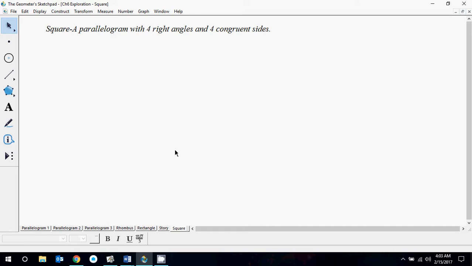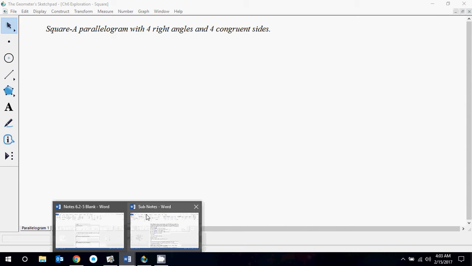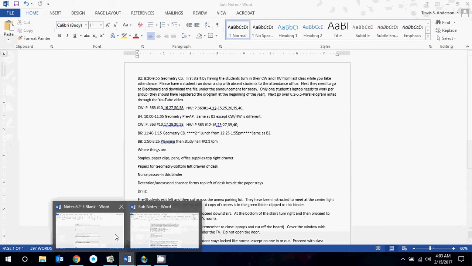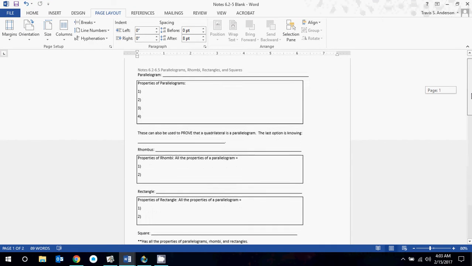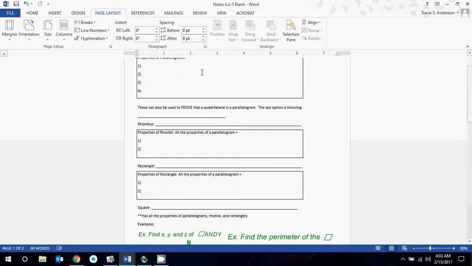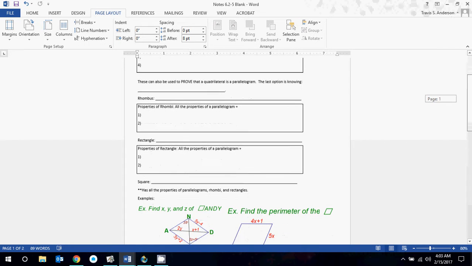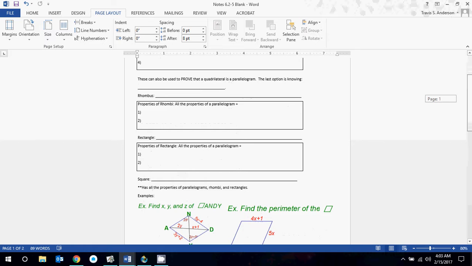Go ahead and pause the YouTube video here, and when all of y'all are finished going through and filling out what you think the properties of a parallelogram, a rhombus, and a rectangle are, wait for everybody to finish up, and then you can resume the YouTube video.